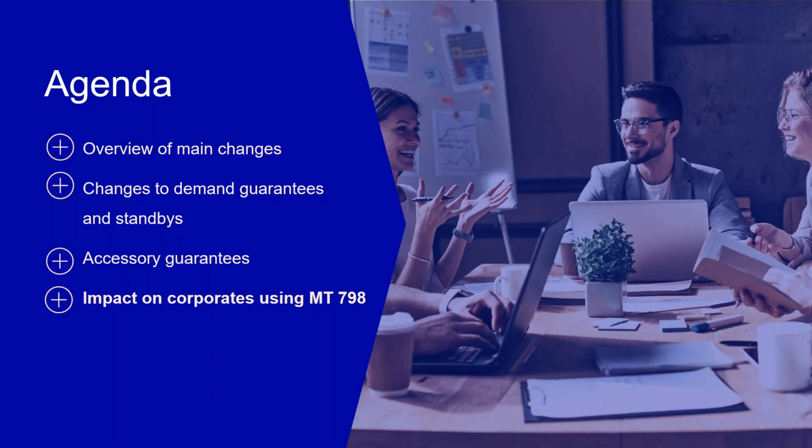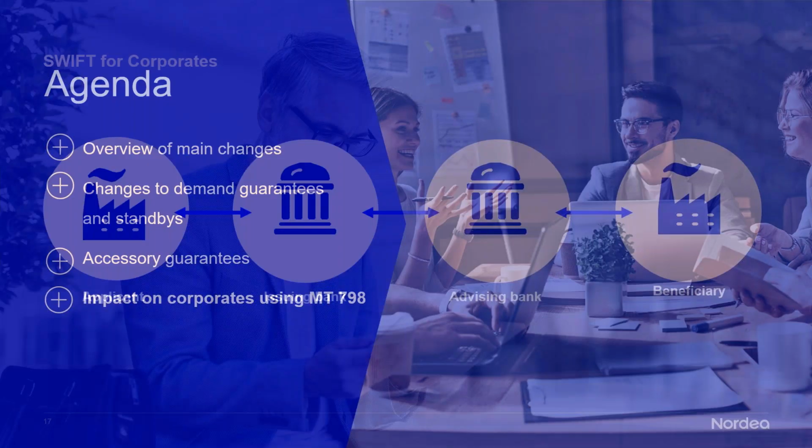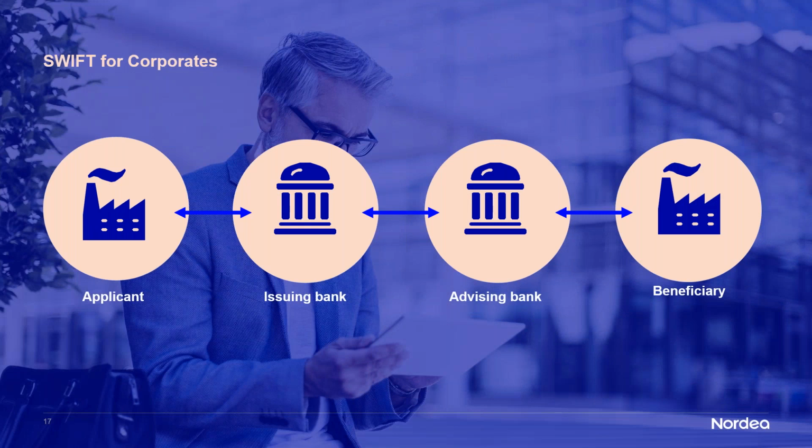So MT798, the Swift message type 798, is a proprietary message, which in this context is Swift for corporates. What we've discussed so far is the bank-to-bank messaging standards: the 760 guarantee issuance message, the 767 amendment message, and the 759, which is going forward going to be used for the issuance and amendment of accessory guarantees.